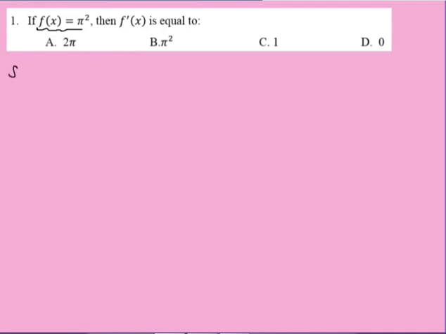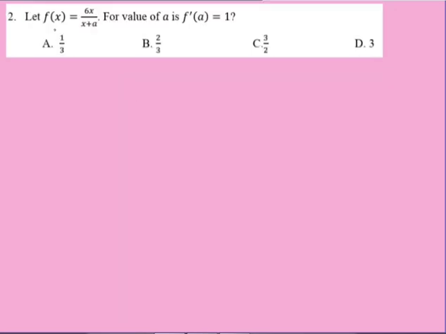Basically, we need to have some definitions and properties of derivatives. So f of x is equal to pi square, which is a constant number. The derivative of any constant number is 0. Whether it is pi square, 100, 10, negative 50, whatever, if f is a constant number, its derivative will be 0. Therefore, the answer for this problem is 0.